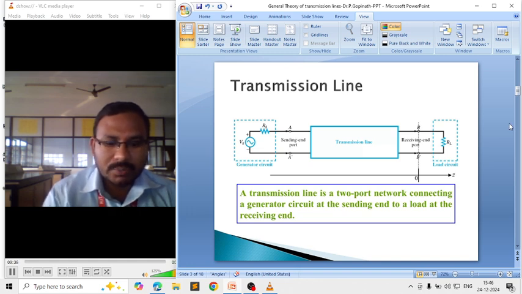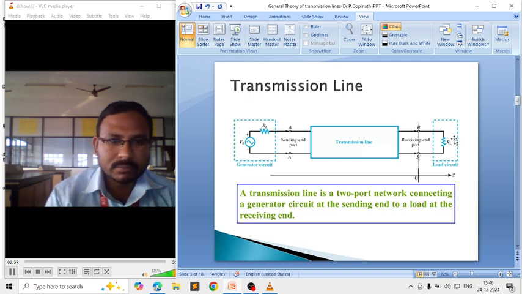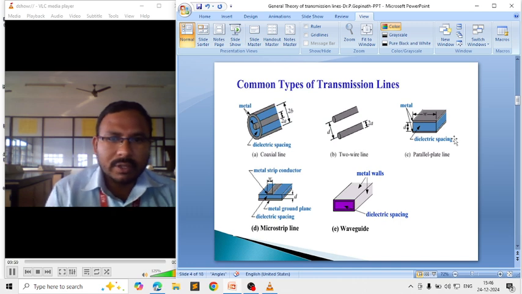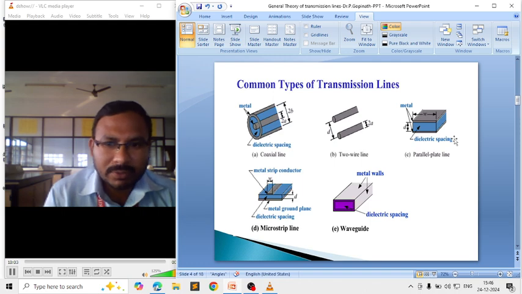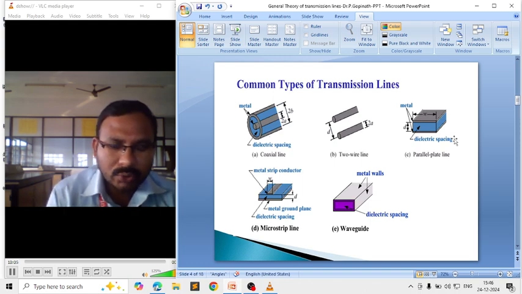On the sender side, we connect the input voltage and the resistors. Then the information is transmitted through the transmission line. At the receiving end, we connect the load resistance, which is the load circuit. Then the common types of transmission lines. There are different types of transmission lines we are going to work on.